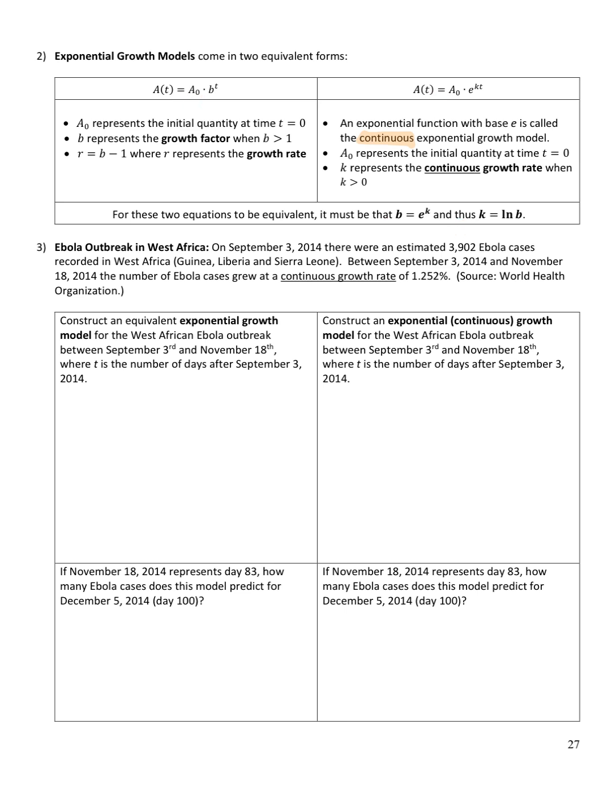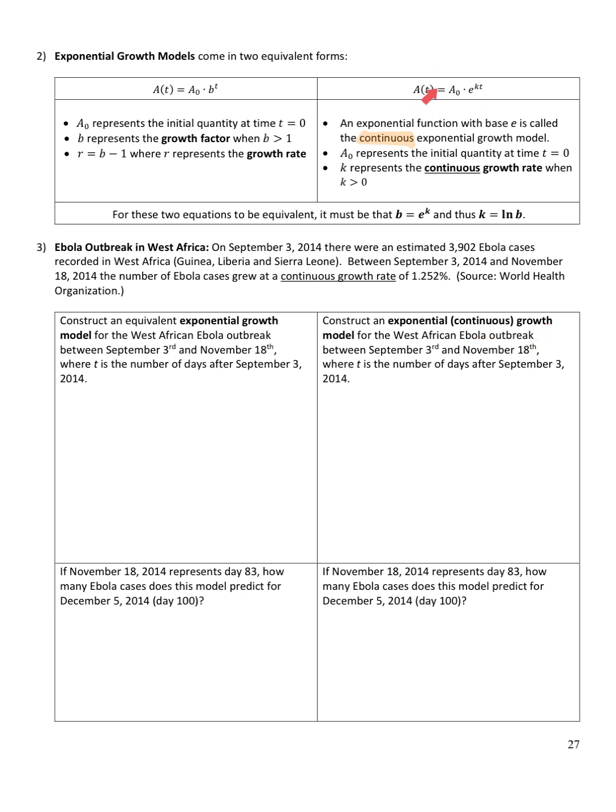So number 3, we had an Ebola outbreak in West Africa in 2014. On September 3rd, there were an estimated 3,902 cases. And between September 3rd and November 18th, the number of Ebola cases grew at a continuous growth rate of 1.252%. Continuous, keyword continuous. We're going to use this format, at least to start. So I'm going to construct two equivalent models, one a standard exponential growth model, and the other an exponential continuous growth model.